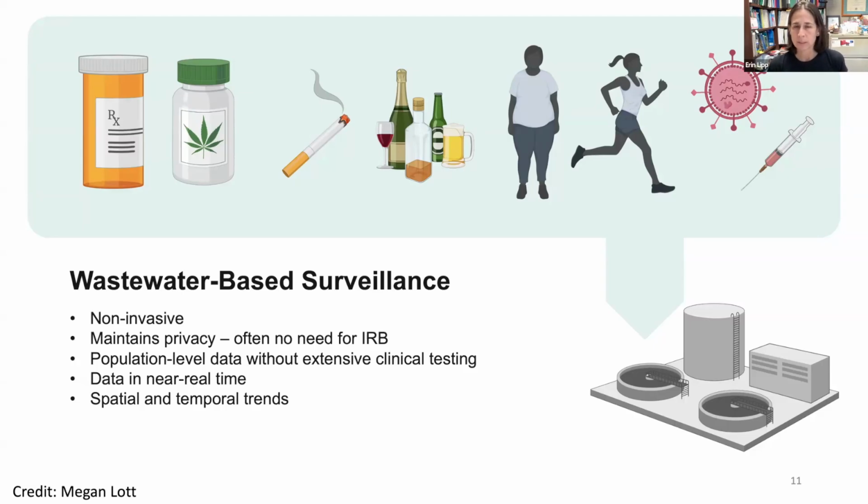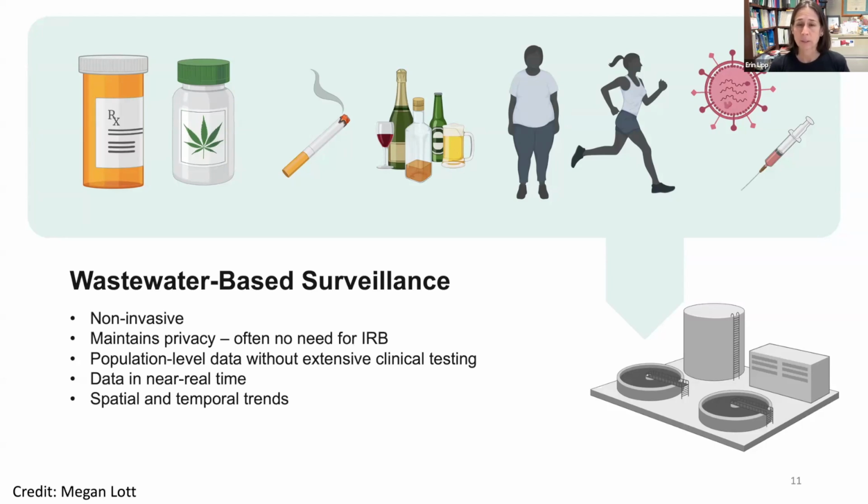You're contributing to that sample. Unless you're going well up into the catchment area, it also maintains privacy. So you don't need an IRB to do this. You're dealing with thousands of people at once. It's anonymous when it gets to that point. So you're really just looking at a collective view of what's happening in a community. So this means it gives you population level data without having to do extensive clinical testing.